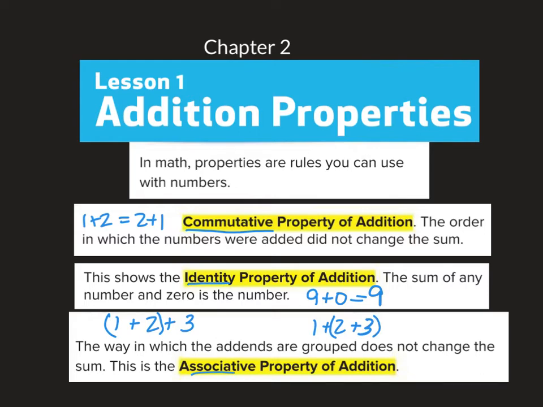The key thing for the associative property is the word grouping. Those are the parentheses that I put around 1 plus 2 over here and 2 plus 3 over here. They tell us to do it first. Whenever you see grouping, you do it first. So let's get started.